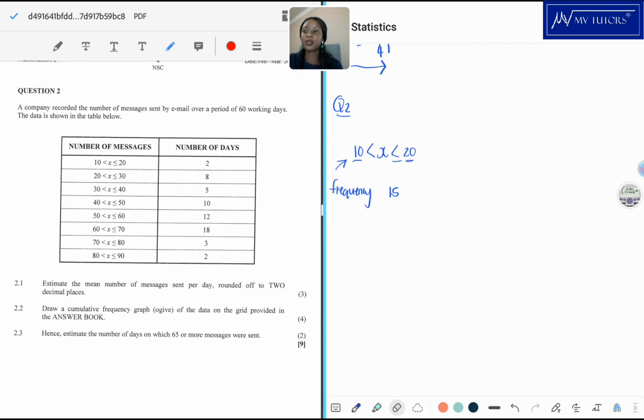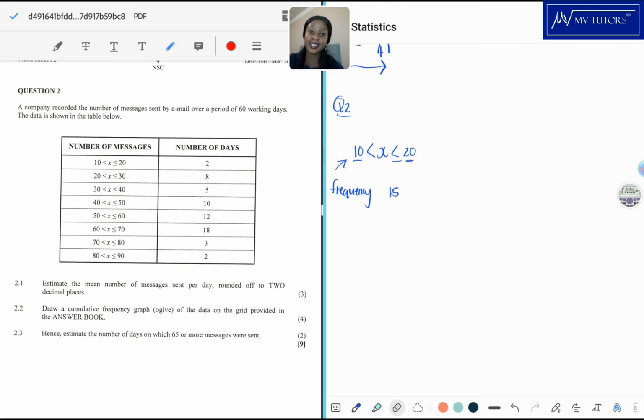The number of days would be the frequency, because your x for number 1 would maybe be 15, and the frequency, how often it occurs, messages or emails, would be 2. So your frequency is 2. Your second data would be 25, and then your frequency would be 8. This is like a frequency polygon or frequency graph that you could plot here.